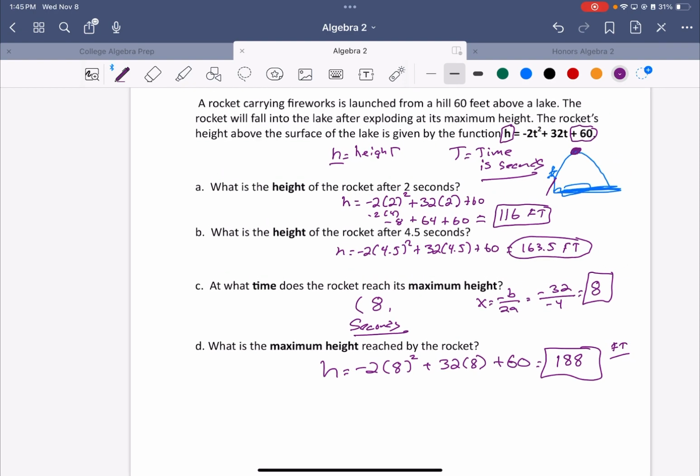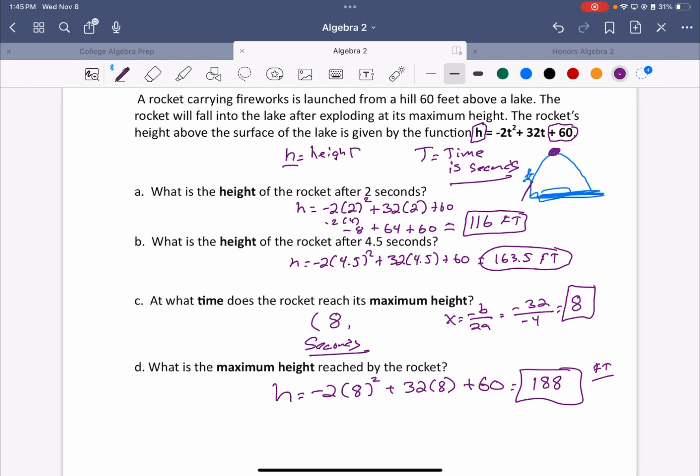These all come about by understanding what the different things mean and the importance of what T represents. In this case, the T represents the time in seconds. So if we're finding the height, we just plug those things in. Then, if we want to find its maximum height, I have to find the vertex. That vertex is going to give me how long it takes to get to its maximum height and the height at that point.